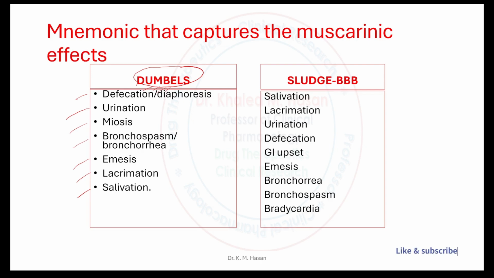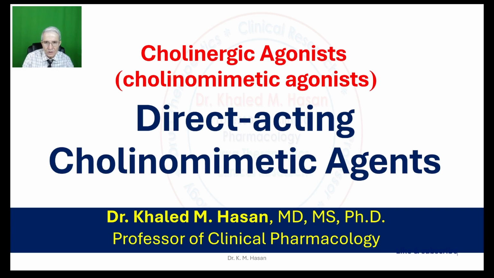We have another possible mnemonic, SLUDGE BBB. S for salivation, L for lacrimation, U for urination, D for defecation, G for GI upset, E for emesis, and then the first B is bronchospasm, the second B is bronchorrhea, and the third B is bradycardia. So you can see the mnemonics to remember the action of acetylcholine in the human body.